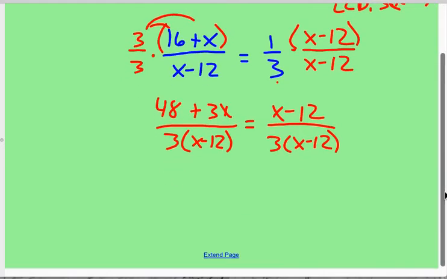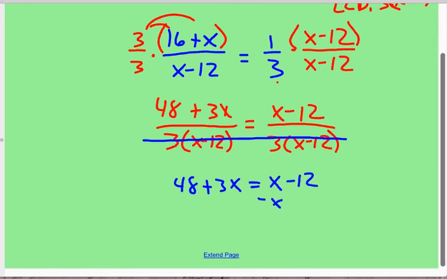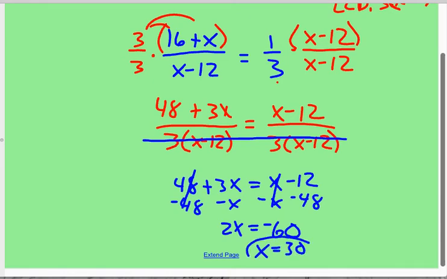Once again, I do have a common denominator. I can cancel it out and just solve the numerator. 48 plus 3x equals x minus 12. I would subtract x from both sides. I'm going to subtract 48 from both sides too to get all my constants on the right hand side. These cancel out, and I get 2x equals negative 60. Dividing both sides by 2, we get negative 30. Our answer is negative 30.